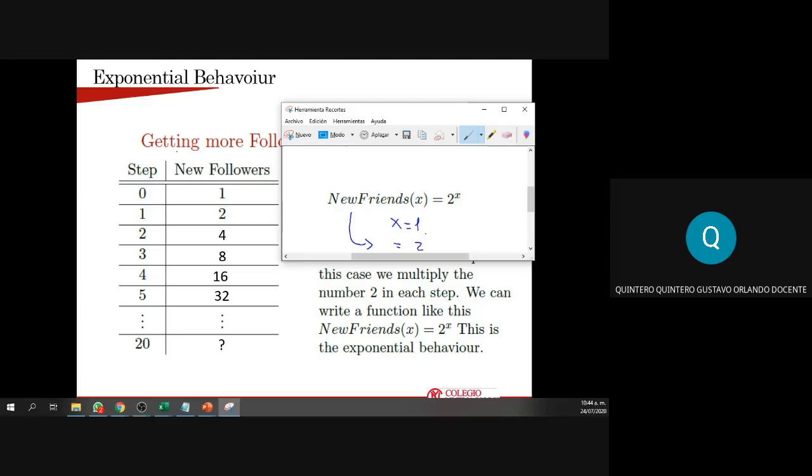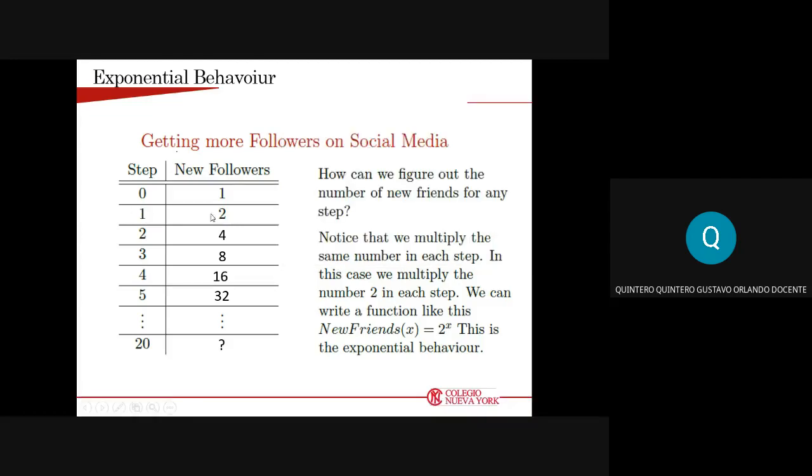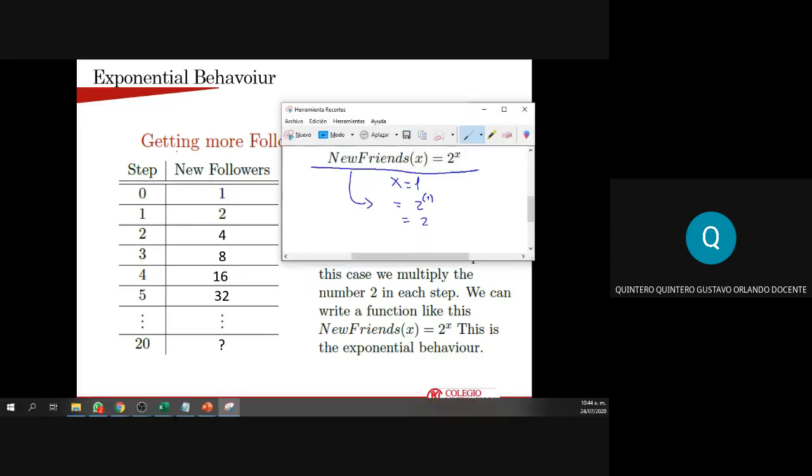Well, 2 to the 1, right? And 2 to the 1 equals 2. Look at that. For step 1, new followers equals 2. So this function is going to give us the result without having to do every single step.